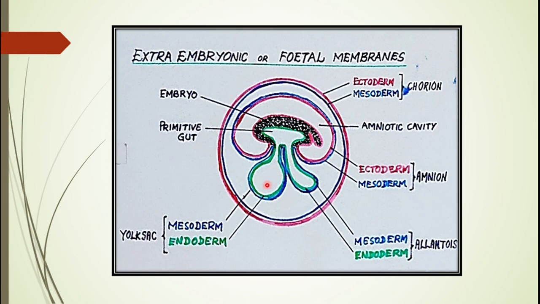Now in the case of human beings, the yolk sac is a very insignificant structure, because you may recollect that the human egg is alecithal. It does not have yolk. So though the yolk sac develops, there is no storage of yolk in this, unlike other organisms. So these are the 4 extra embryonic membranes or the fetal membranes.